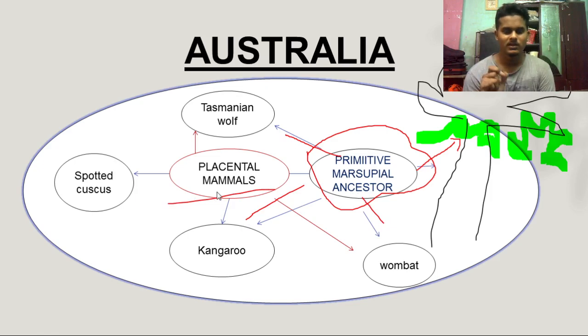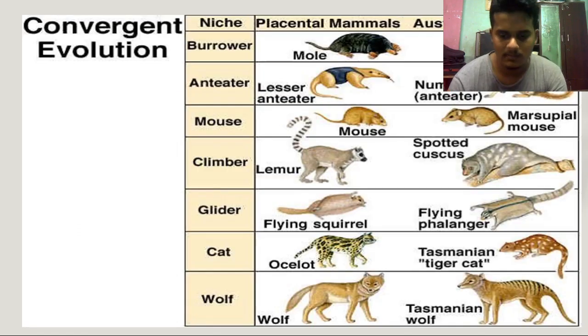A few placental mammals were there, and after time went on, two adaptive radiations occurred in Australia, and you can't differentiate between placental mammals and marsupial mammals. You can, when you see from outside, tell which is the placental mammal and which is the marsupial mammal. For example, when we see the tree. Okay, next, convergent evolution. These are the examples of placental mammals and Australian marsupials. Here you can see the environment is the kingmaker.